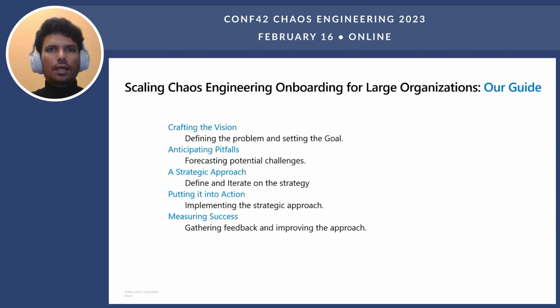Once the vision is set and potential problems are anticipated, we have then set a strategic approach to scaling chaos engineering adoption. This approach included the following key elements. 1, defining the scope of the program. 2, establishing the governance of the program. 3, developing a plan for conducting and automating the chaos experiments.